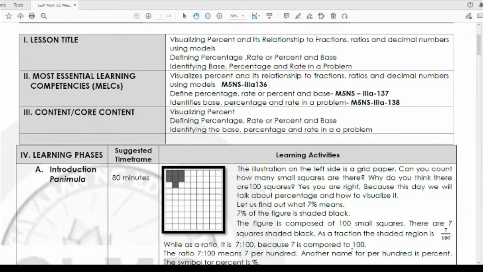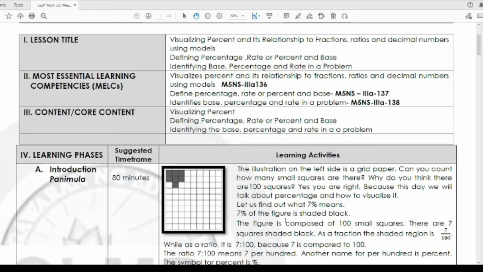In our first activity, the illustration on the left side is a grid paper. Can you count how many small squares there are? Why do you think there are 100 squares? Yes, you're right. Because today, we will talk about percentage and how to visualize it. Let us find out what 7% means.